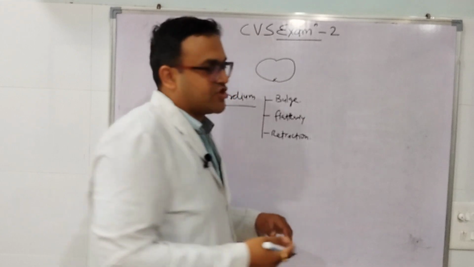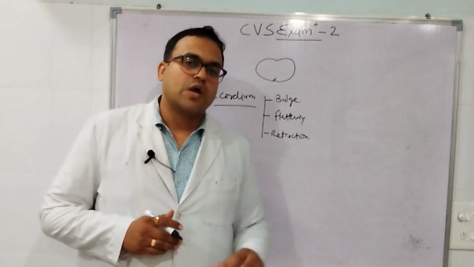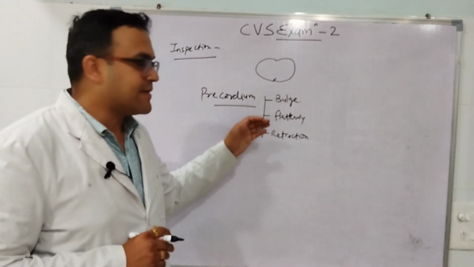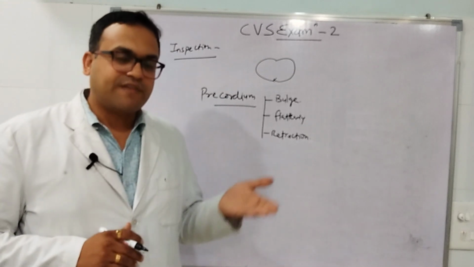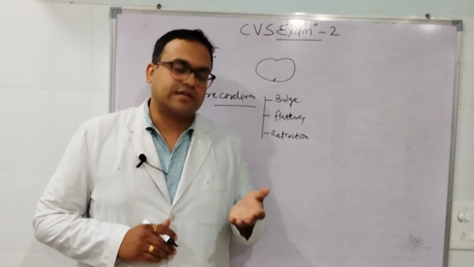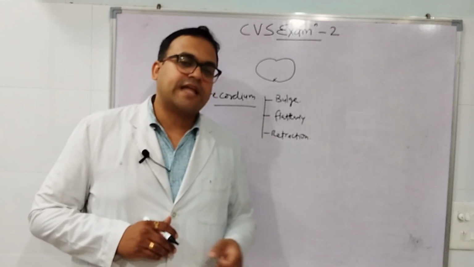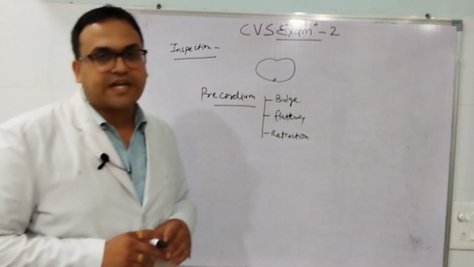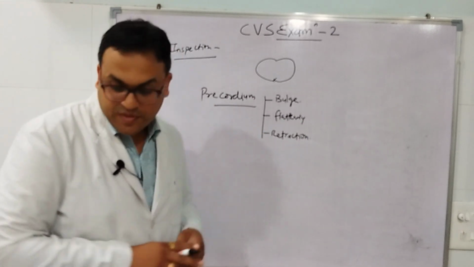Flattening or retraction can be seen if there is an old fibrotic pericardium. Either there is long standing fibrosis of the pericardium which has made the precordium flat, or during systole, instead of a thrust coming out, there is retraction. That signifies long standing chronic pericarditis or fibrotic pericardium.